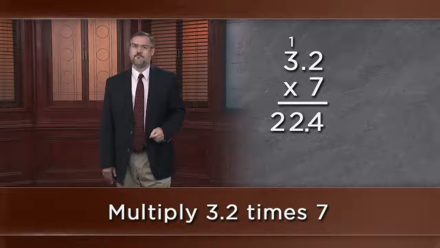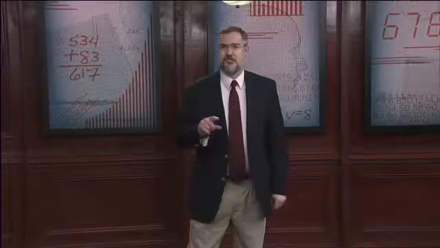Now, let's move to a slightly more complicated multiplication problem that involves decimal numbers. Here's what I want us to do. Let's multiply 4.71 times 5.2.